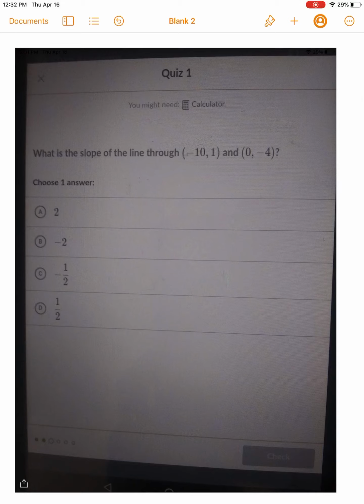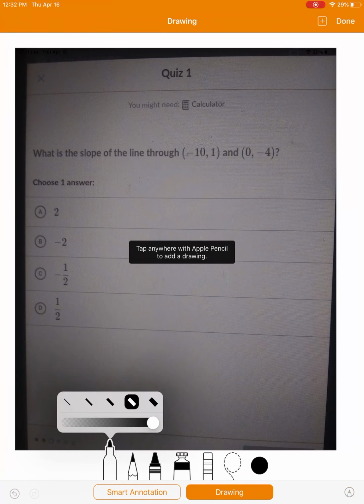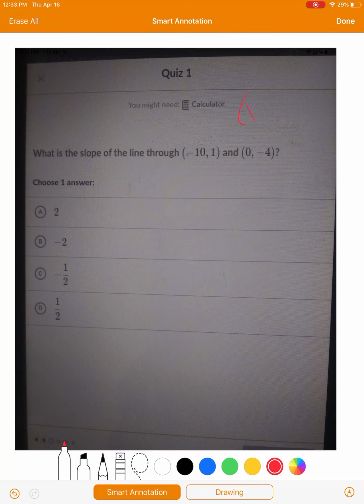Okay, so for this problem, it's very similar to what we discussed on the last one. This first point here, negative 10, negative 1, we would call that x1 and y1, and that is because every single point that you have ever used has exactly one x and one y. So this first point would then be the first x and the first y.